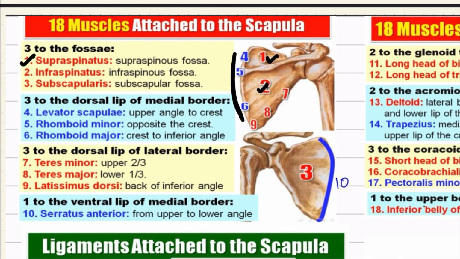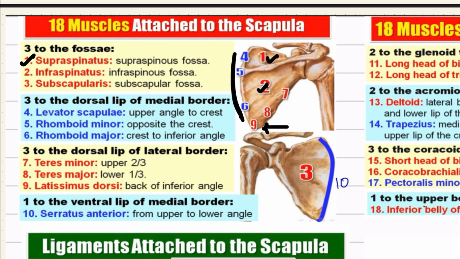Similarly, three to the dorsal lip of lateral border. अब कौन कौन से? 7th teres minor, teres major and latissimus dorsi. Latissimus dorsi actually it's on the back of inferior angle. That means अगर आप देखोगे मैंने ऑलरेडी डिस्कस किया था कि इन्फीरियर एंगल किस जगह पर होता है. सो दिस इज़ द इन्फीरियर एंगल. दिस इज़ द स्टार्टिंग पॉइंट ऑफ द लैटिसमस डोर्साई.